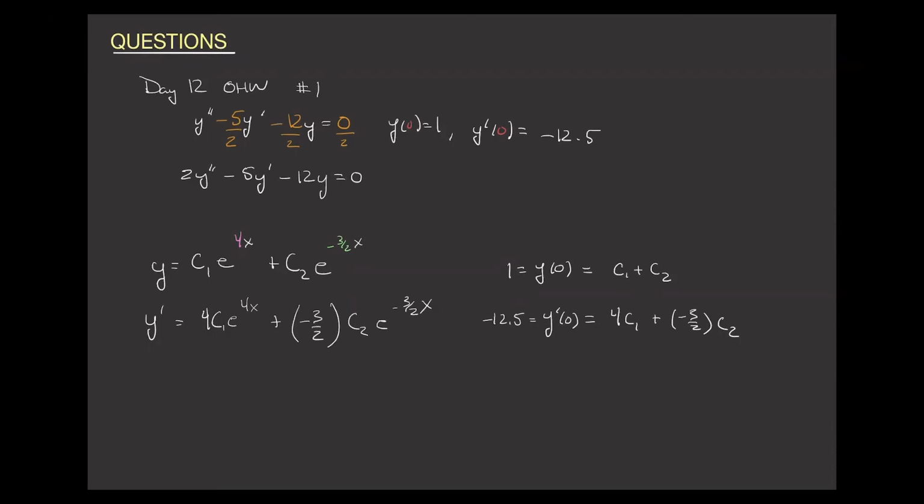And now what you can do is substitution or elimination to get c1, c2. For example, do 4 times the first one, add it to the second one. So if this is equation 1, this is equation 2. 4 times the first, add it to the second, and you'll cancel those out. So you'll get 4c2 minus 3/2 c2, which is what?